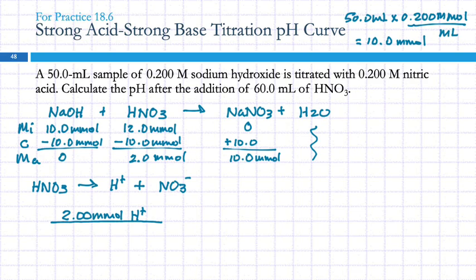We have moles, millimoles. We're going to divide by milliliters. The volume has changed a lot, actually. We started with 50 milliliters, and we added 60 milliliters. Millimoles divided by milliliters gives us molarity back. So I've got 2 divided by the quantity 50 plus 60. 0.01818, repeating.